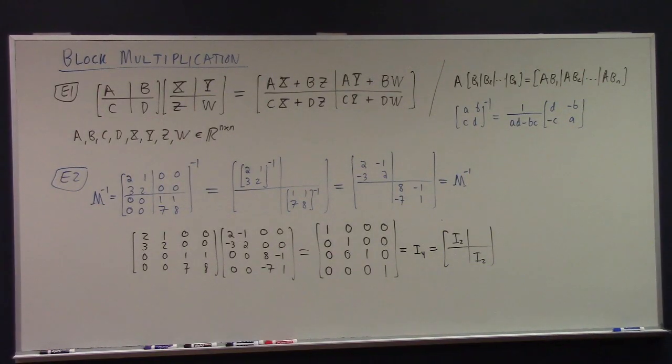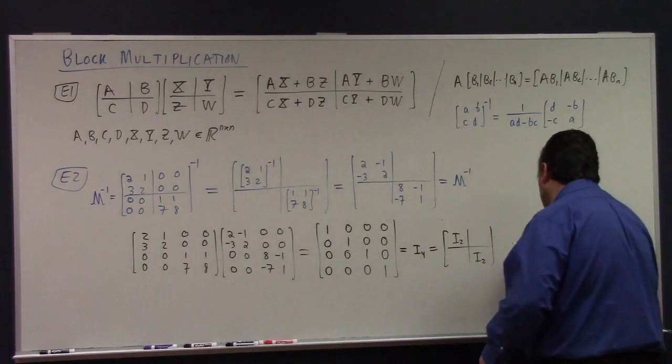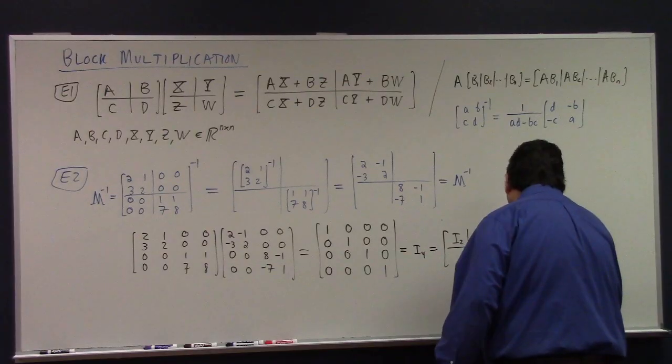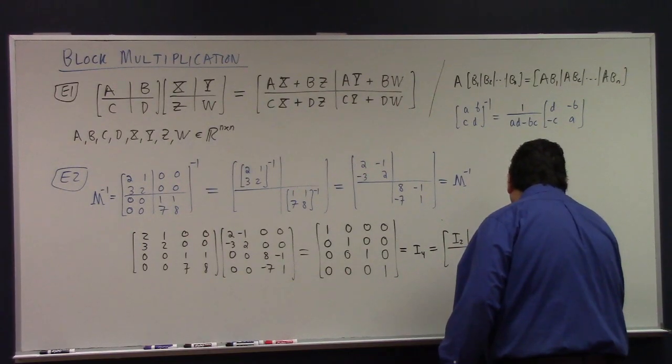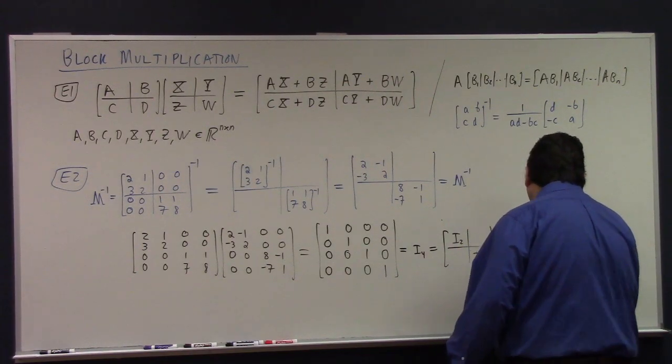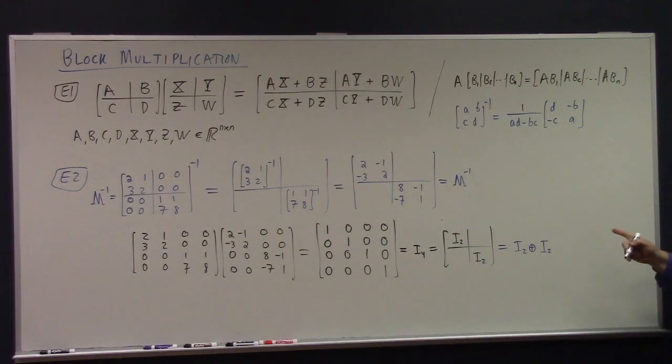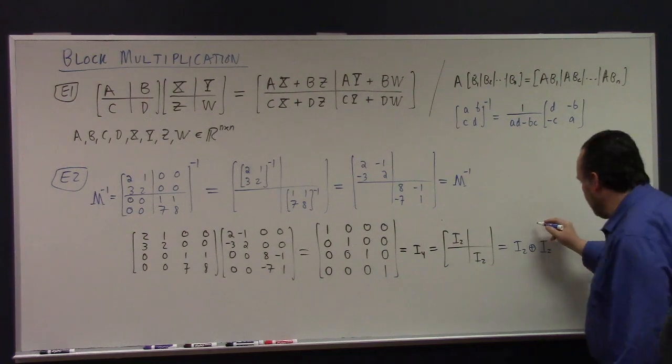Now, it's nice to have a notation which reflects these patterns we're seeing, all right? So one of the notations that we'll start using is to say that this is equal to I2 direct sum I2. So this circle with a plus in it is the direct sum, or Kronecker sum.